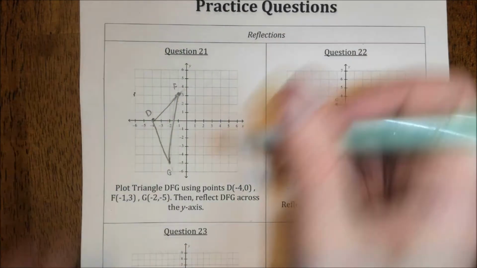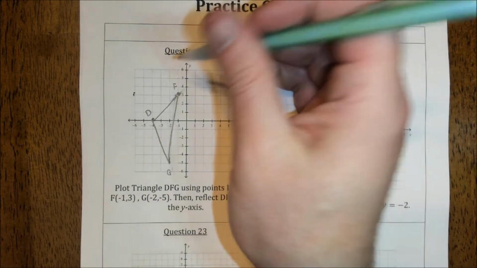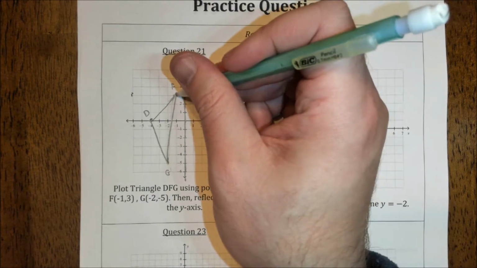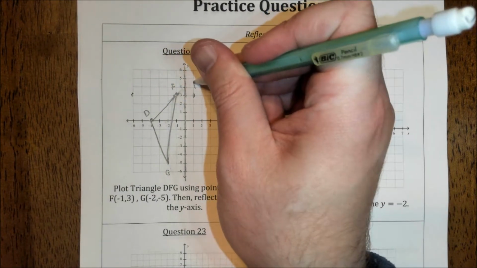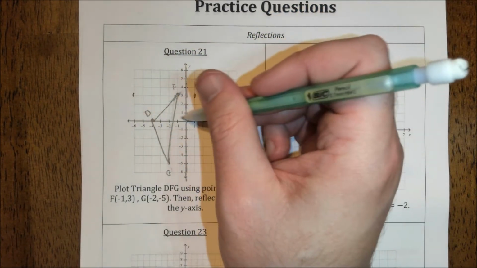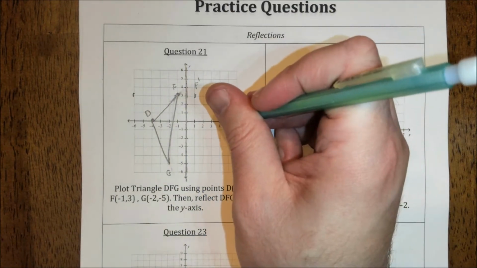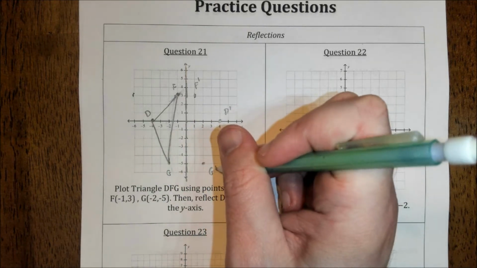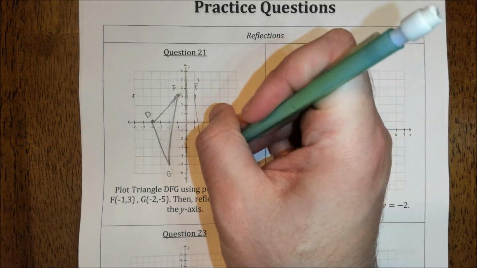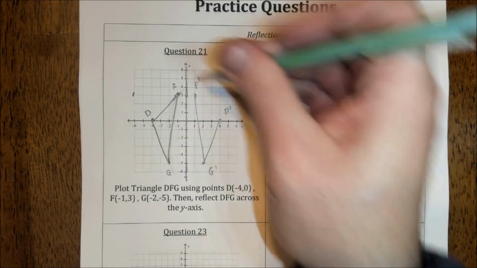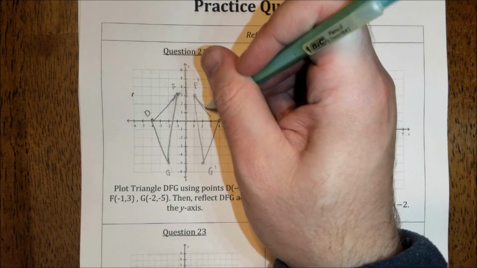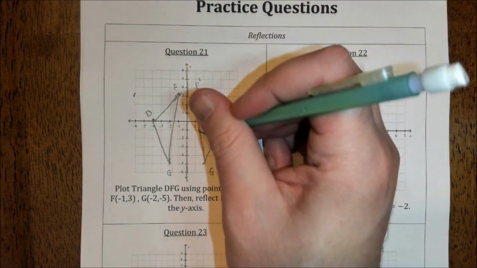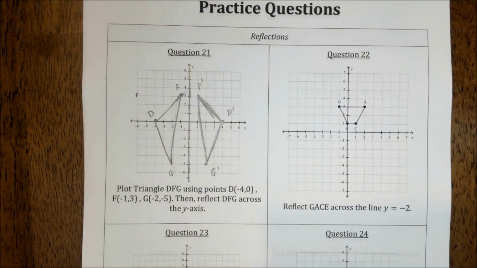Better. Alright, and then it says reflect across the y-axis. Well, this is the y-axis. So now we need to reflect this shape. F is 1 to the left. Now it's 1 to the right. D is 4 to the left, so now it's going to be 4 to the right. And G is 2 to the left, so it's going to be 2 to the right. Let's see if I can connect these without a ruler better than the first time. There, that's better. If I shade it, it won't be so noticeable. All right.